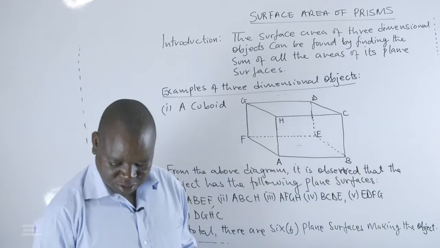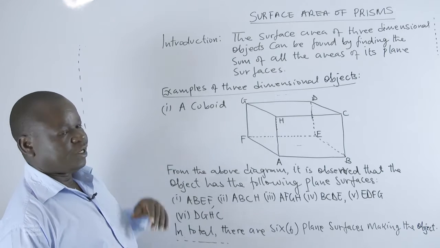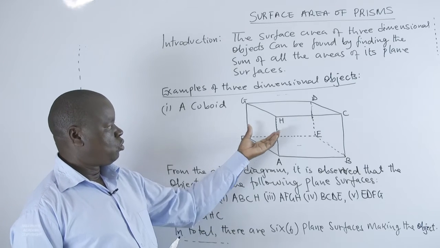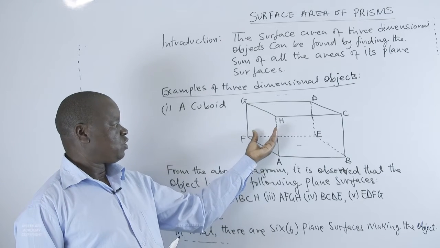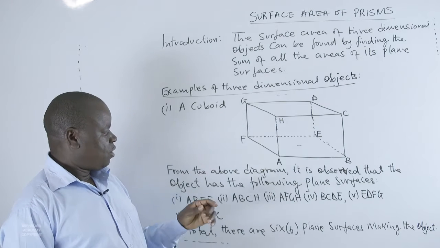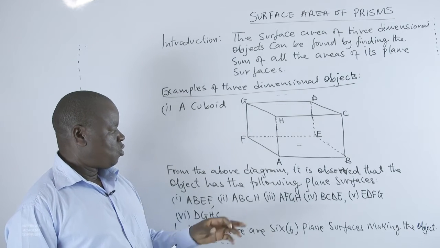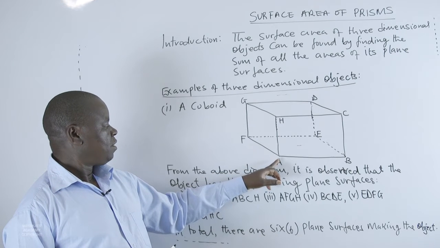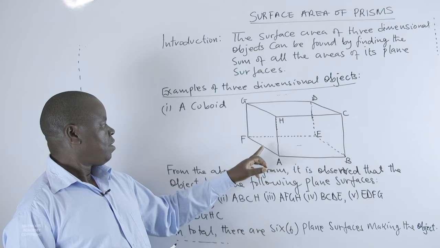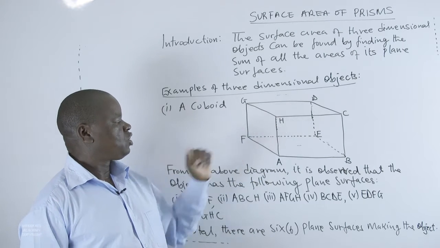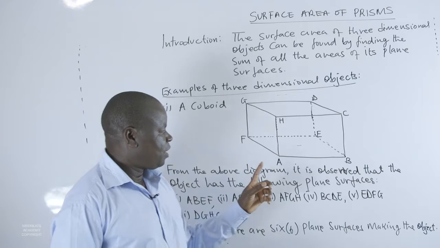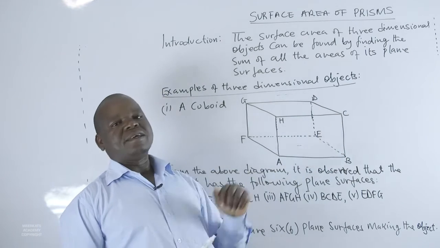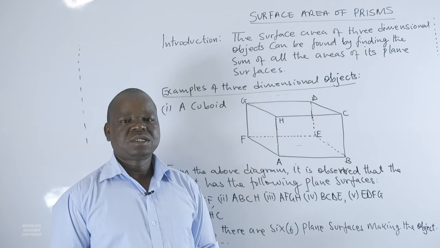So to start with, we have a cuboid. And we have said that for a cuboid, two of its plane surfaces, which are opposite, are similar. For example, in this figure here, we have plane AFGH being similar to an opposite plane BCDE. Are we together?